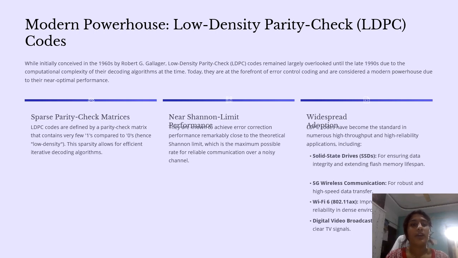LDPC codes use sparse parity check matrices, which enable efficient iterative decoding. They achieve performance very close to the Shannon limit, meaning near optimal reliability. They are now the backbone of modern high-throughput systems used in solid-state drives, 5G wireless communication, Wi-Fi 6, and digital video broadcasting. LDPC represents the cutting edge of error correction today.